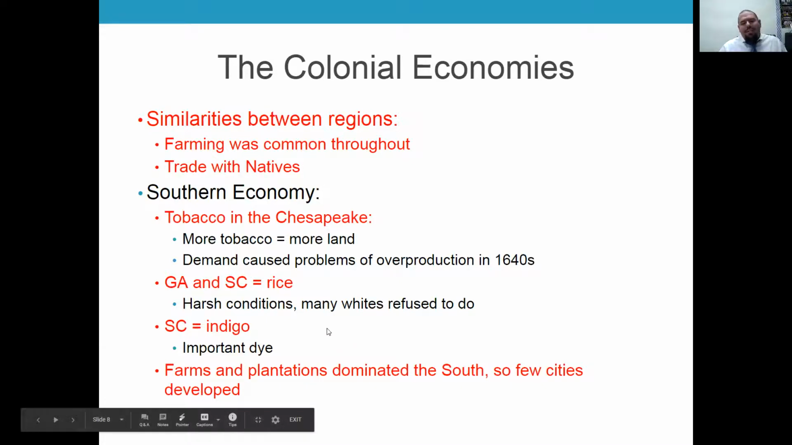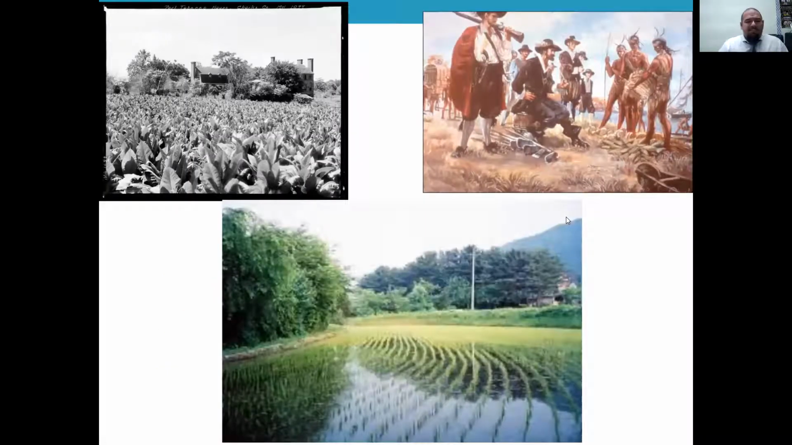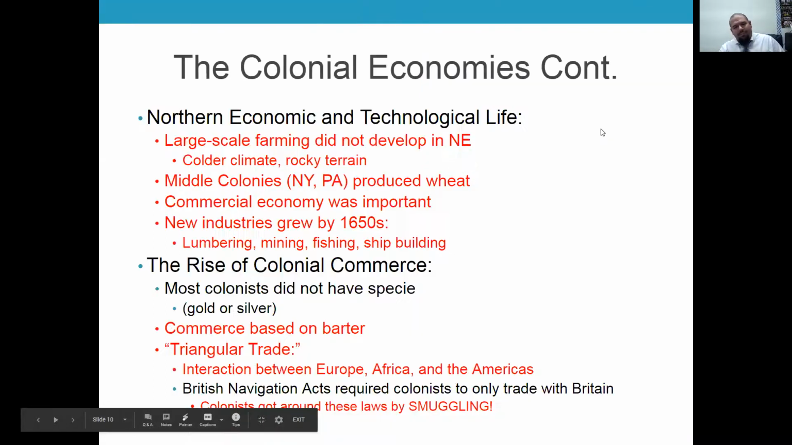And farms and plantations dominated the South, so few cities would develop. That's going to remain true until the Civil War, and the Civil War is going to expose that. Here's some tobacco. Or no, this is a plantation. This is a rice paddy field. And this is trade with natives.